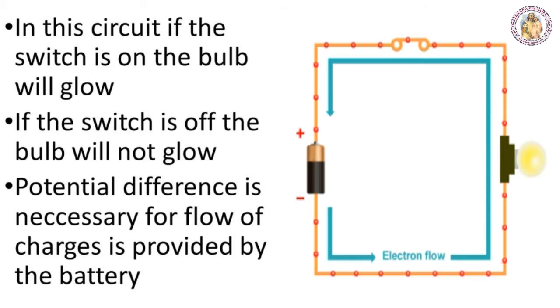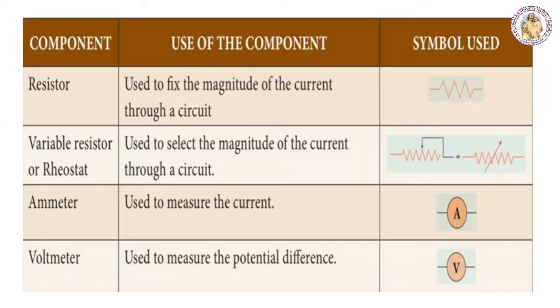Next, we have to understand the components that are used in the circuit, the uses of the components, and the symbols for the components. Let's see the table to understand why we are using these components in the electric circuit. The first component is the resistor. This resistor is used to fix the magnitude of the current through a circuit. And the symbol is given here.